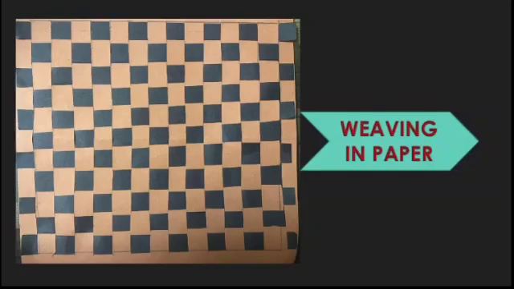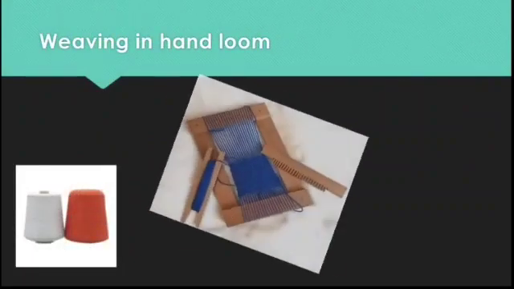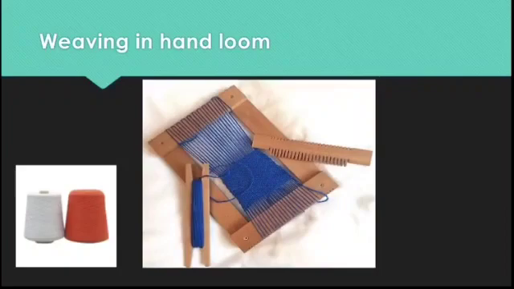The process of arranging two sets of yarn to make a fabric is called weaving. It is very difficult to weave by hand. To make it simple, we use a hand loom.